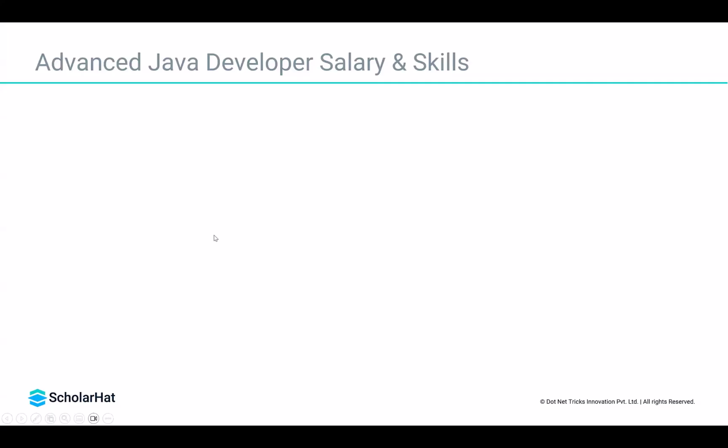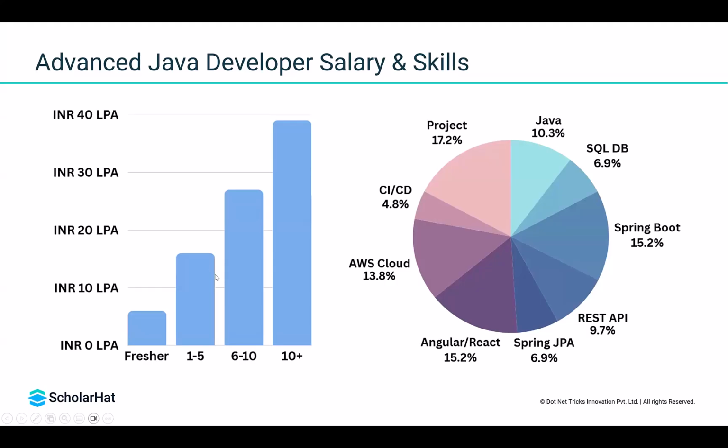What skill set should you have? Java, SQL databases like Oracle and MySQL, Spring Boot, how to build REST APIs, how to use Spring JPA for database connectivity, and for the front end, Angular and React. For AWS Cloud, you need to know CI/CD. Of course, the important part is that you should know how to build an end-to-end project.